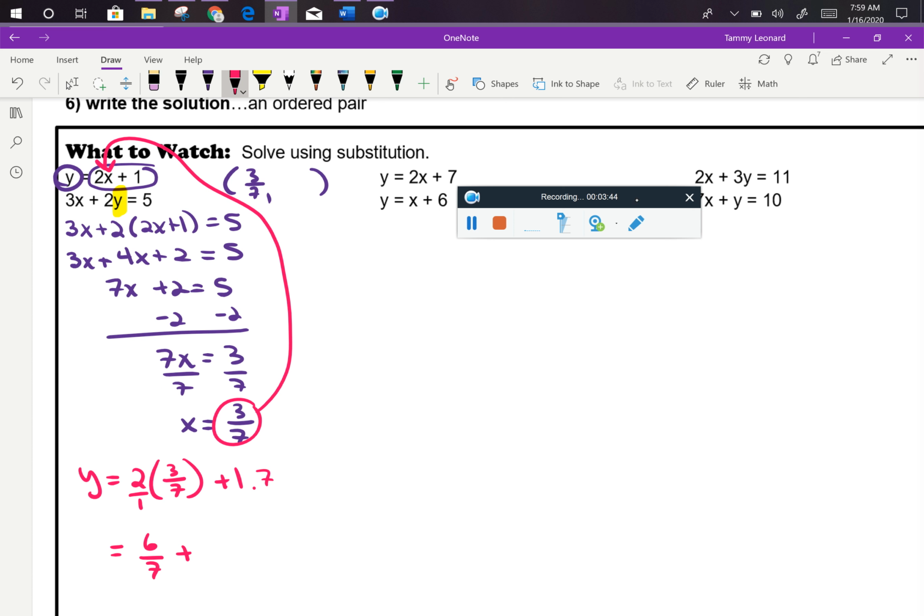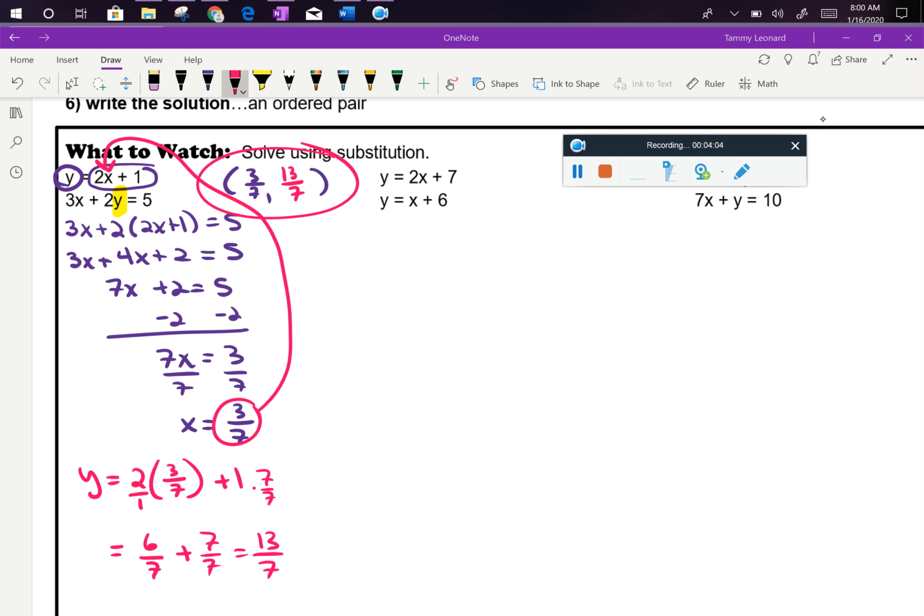Now 1 is equal to 7/7. So this is going to be equal to 13/7. So this is a really crazy intersection point that we never clearly would have identified if we had tried to solve by graphing. But solving with substitution, we get the correct answer right off the bat. All right, let's look at the second one.